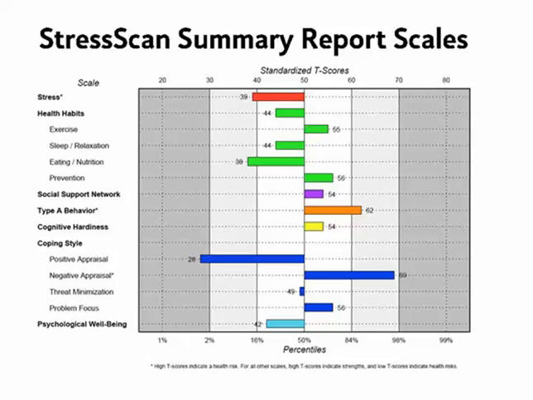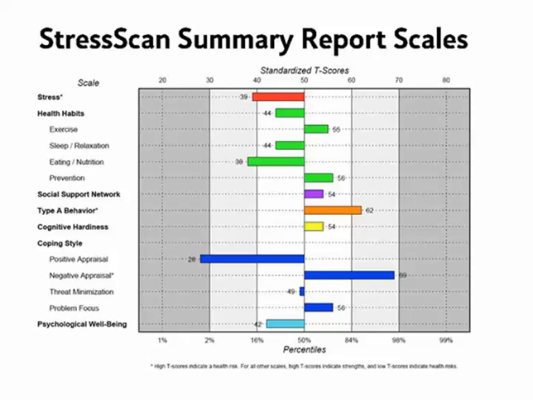This module is designed to give you an overview and interpretation of your StressScan summary report. I'd like to refer to your report, so if you have an opportunity to pull that out and take a look at the page that corresponds to an overall summary, bar graphs, of each of the specific StressScan scales, I'd like to point our attention to that page initially, and then I'd like to, in this presentation, walk through each of the StressScan scales in a little bit more detail to help you to interpret and use this very important personal stress and wellness feedback report.